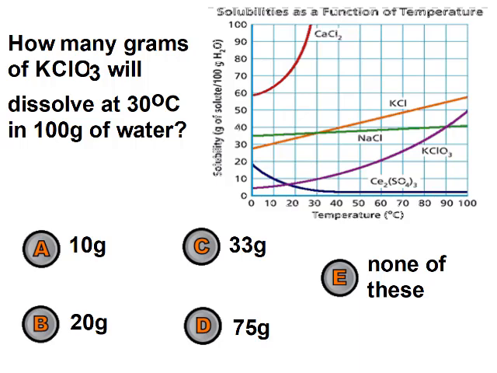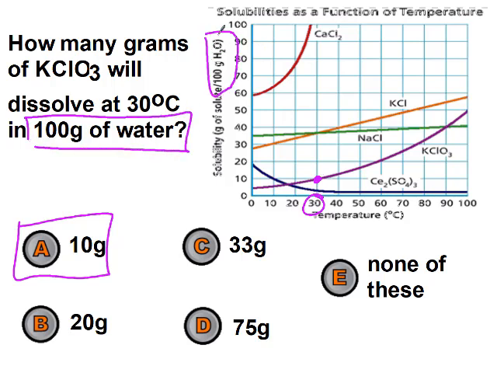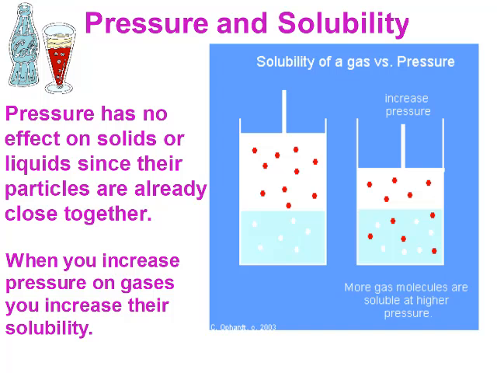And then this graph is in your note packet, but go ahead and pause the video and figure out how much KClO3 will dissolve at 30 degrees in 100 grams of water. So if you said 10 grams, you're correct. So we have 30 degrees Celsius, we followed up, and that is about 10 grams. And it was 100 grams of water, so we didn't have to multiply or divide.